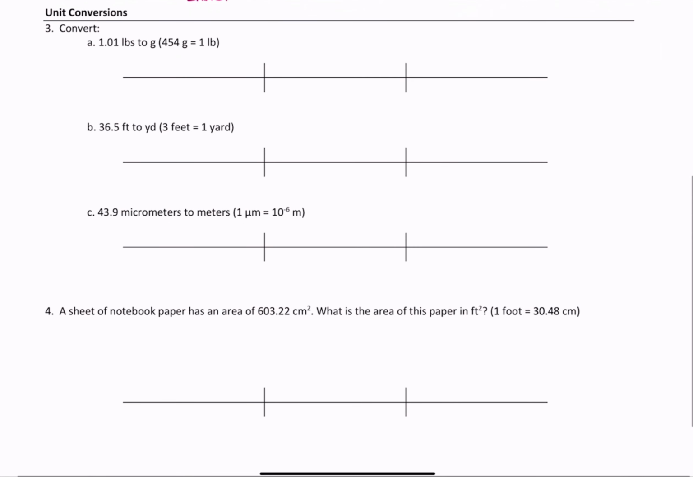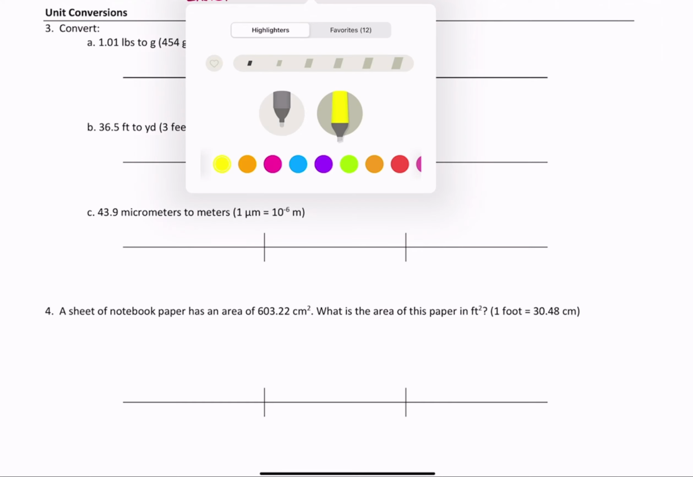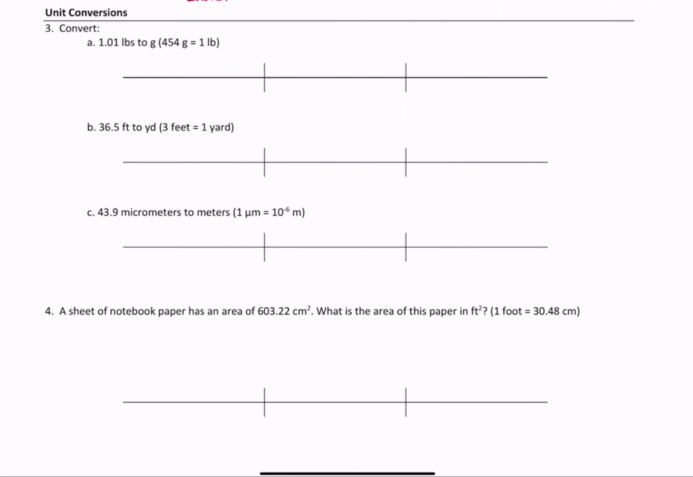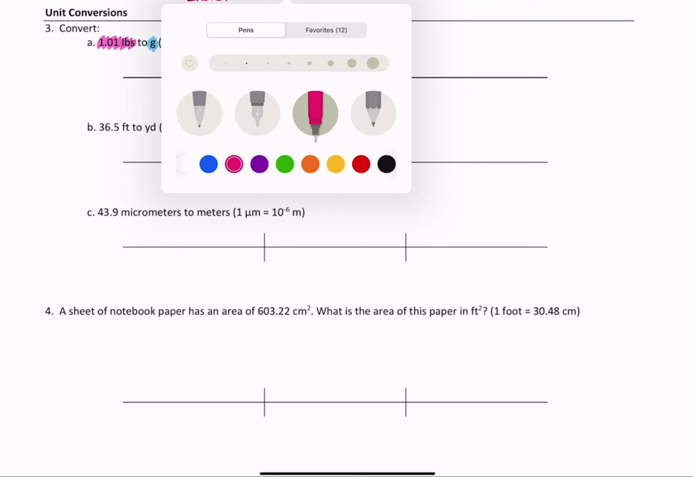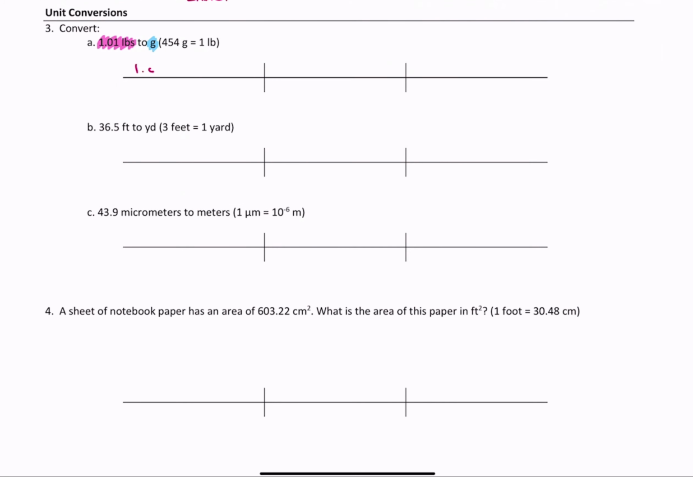So now let's build ourselves, okay, the conversion. It's always the same path that we're going to follow. You have here a given unit, and here you have the desired unit. We're going to start with the given units being 1.01 pounds, and at the end we want the desired unit.